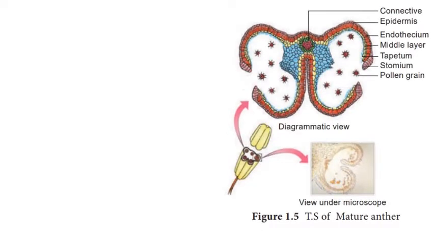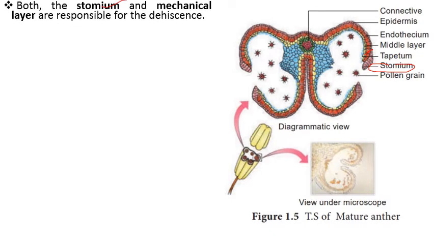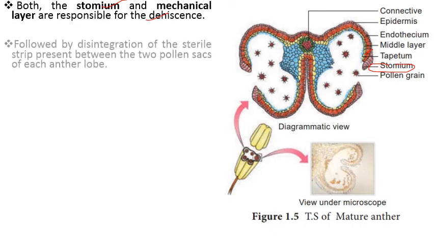Two structures are responsible for anther dehiscence. One is the stomium and the second one is the mechanical layer, that is endothecium. These two structures are responsible for anther dehiscence. Both stomium and mechanical layer are responsible for dehiscence of anther.